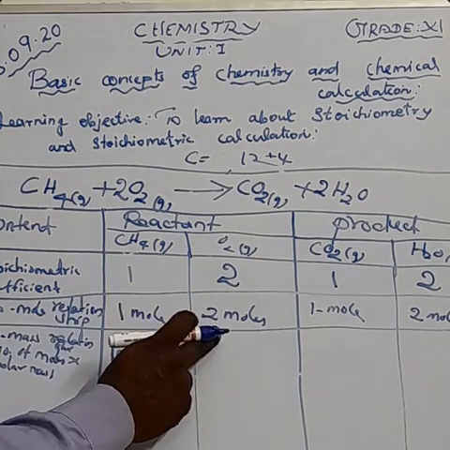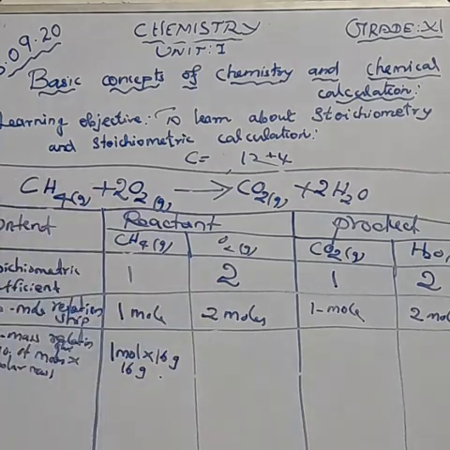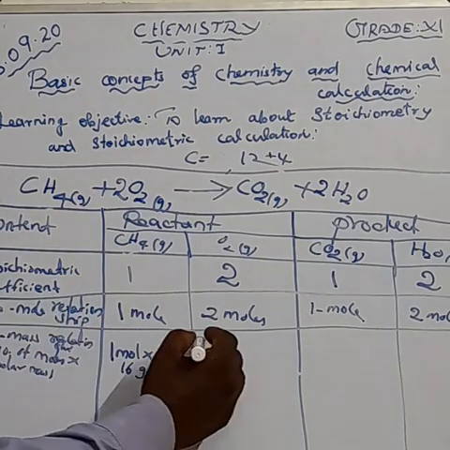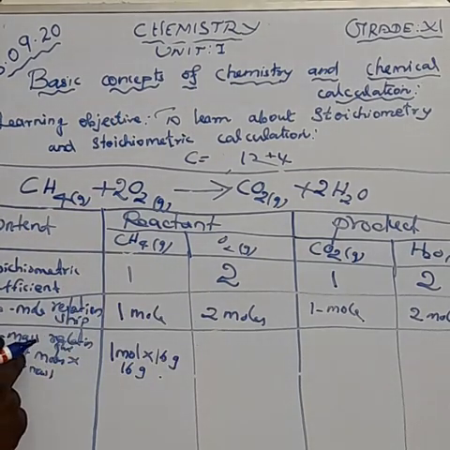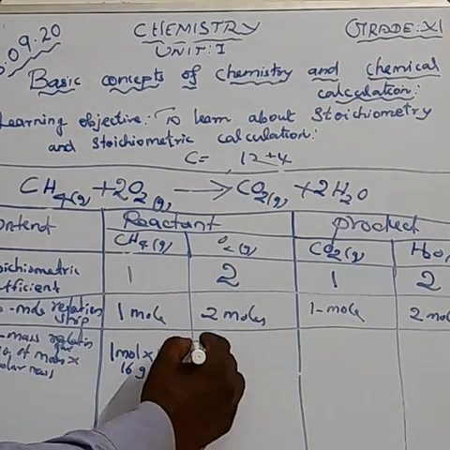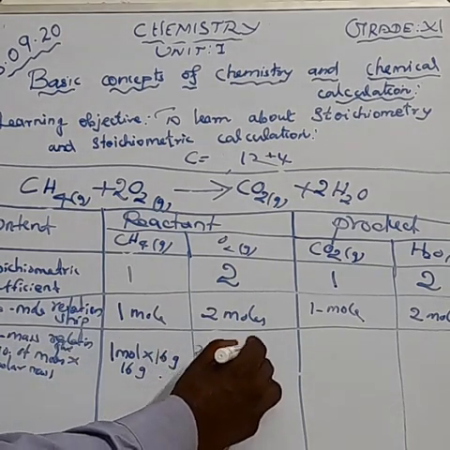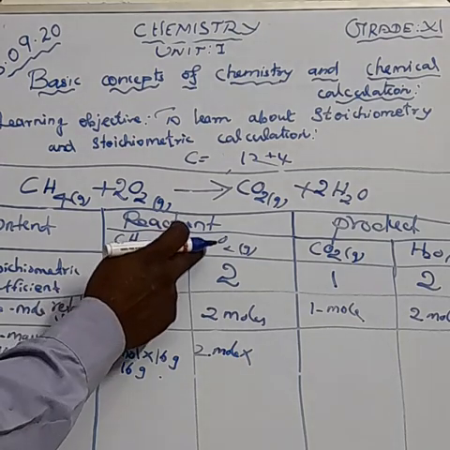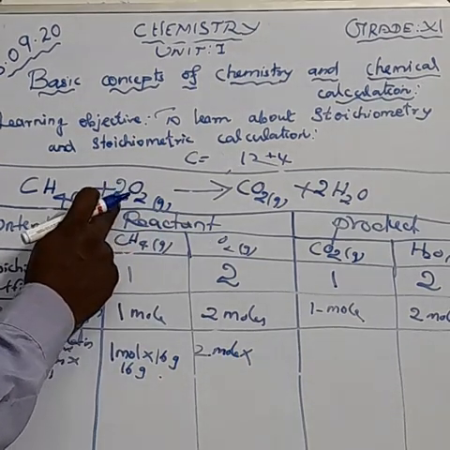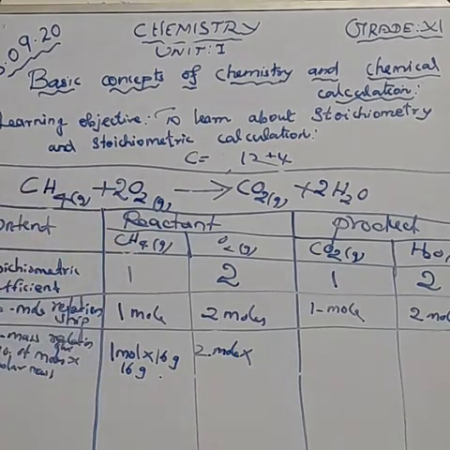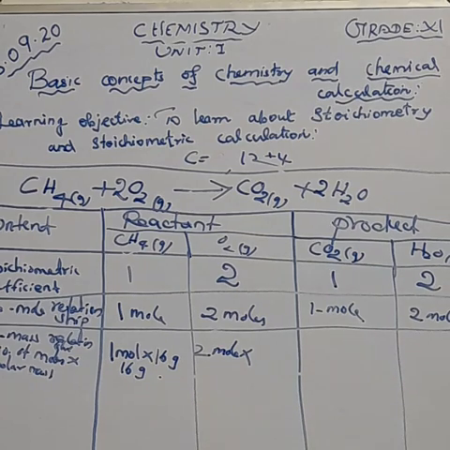Second, 2 moles of oxygen. How do I write? 2 moles, that is the number of moles. So 2 mole into oxygen. There are 2 oxygen atoms here. 1 oxygen means atomic mass is equal to 16. Alright? So 16 into 4 is equal to 64.